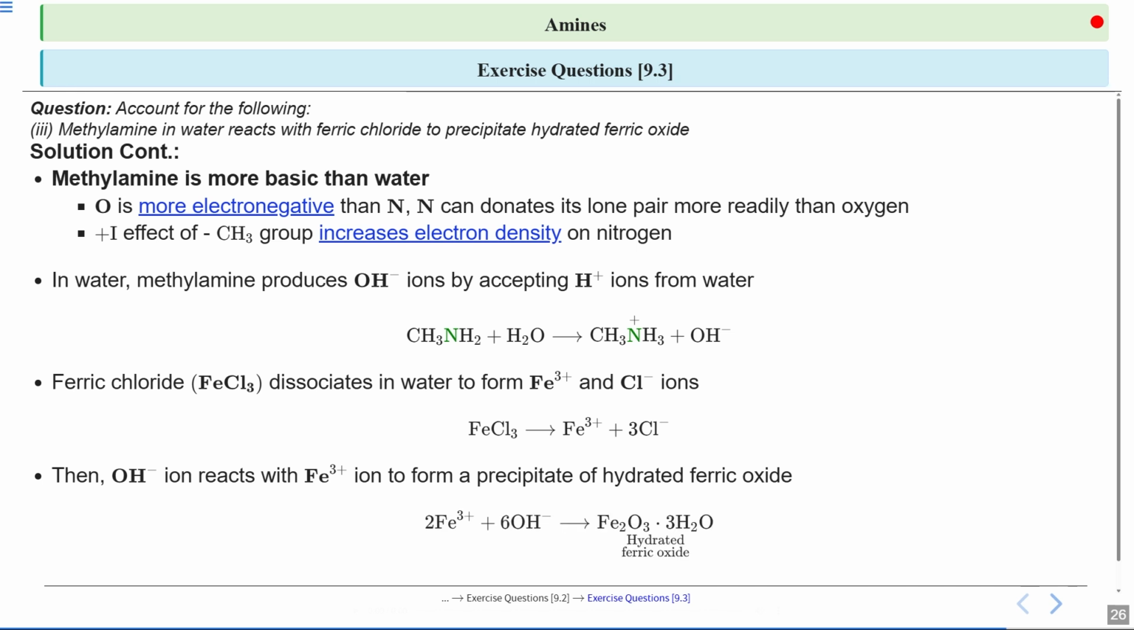So if you look at this reaction, you will see Fe3 plus ions combine with hydroxide ions to give hydrated ferric oxide. Okay, and the formula is Fe2O3.3H2O. So this represents a solid compound which is made of iron, oxygen and water. Okay.